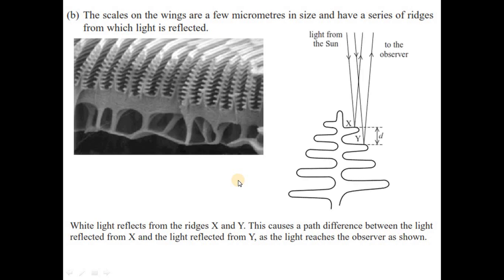The scales on the wings are a few micrometers in size and have a series of ridges from which light is reflected. You can see these are the ridges in the scale, shown here. White light reflects from the ridges X and Y. This causes a path difference between the light reflected from X and the light reflected from Y as the light reaches the observer, as shown. So from two ridges, this is point X, point Y. Clearly we have a path difference, so the observer must see some interference pattern according to what the path difference is.